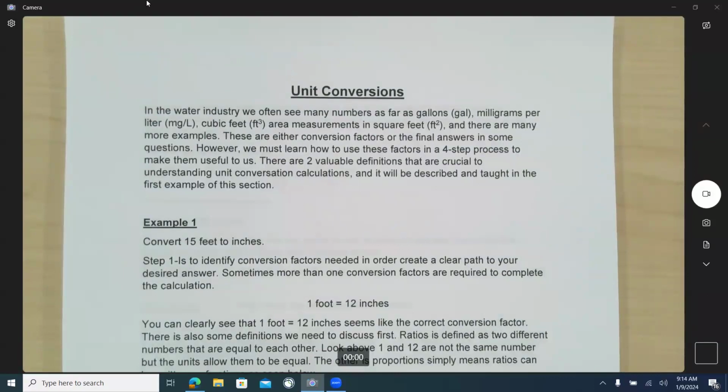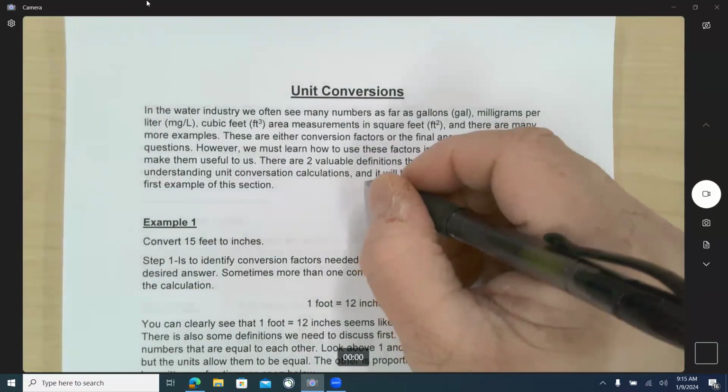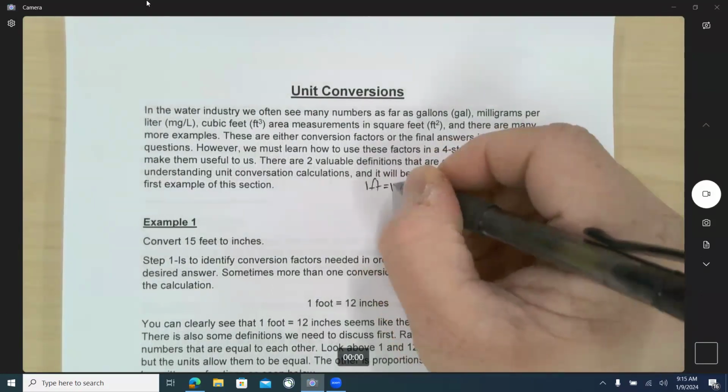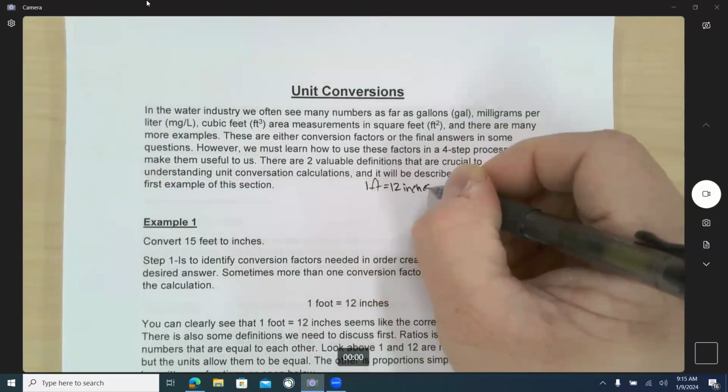What a unit conversion is, first off, is dealing with what we call ratios, which is a fancy word for saying two different numbers equal each other, okay? And we write them as fractions. Okay, so what I'm trying to get at here is let's think of like 1 foot equals 12 inches, right? We can all agree with that.